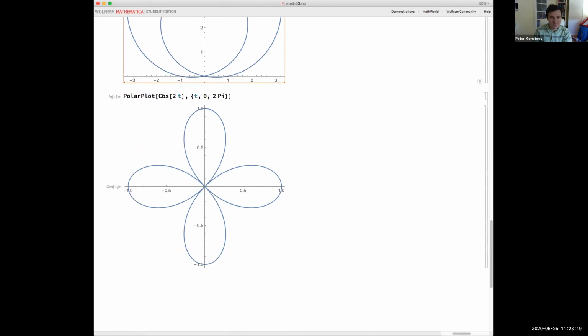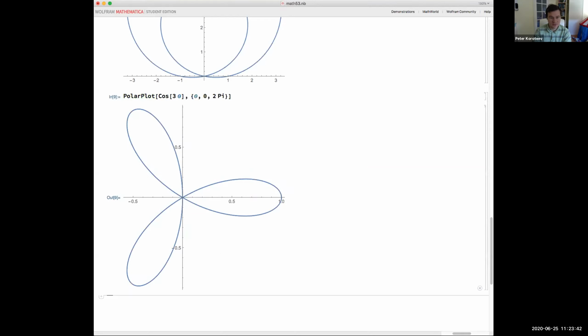Okay, and then here's that example. If you have cosine of 2 theta, right? So when you do polar plot, that actually means that we're drawing a graph of the function r of theta equals some function of theta. Here I denoted it as t, but let me switch to theta so it will be easier to draw. So that's cosine of 2 theta. Now, that's cosine of 3 theta.